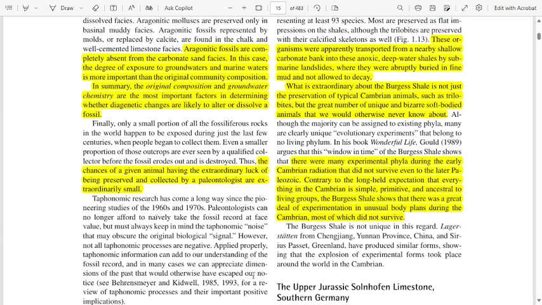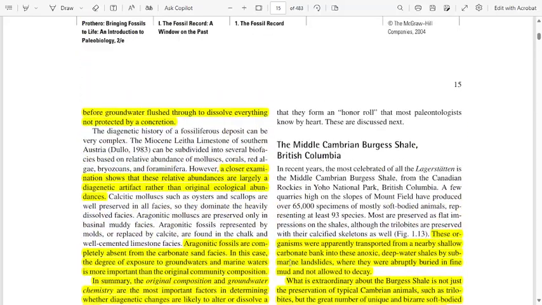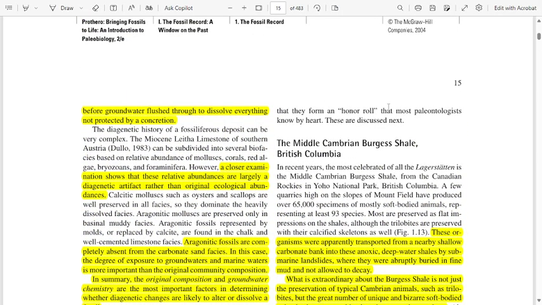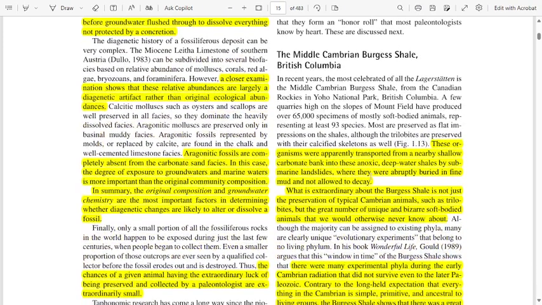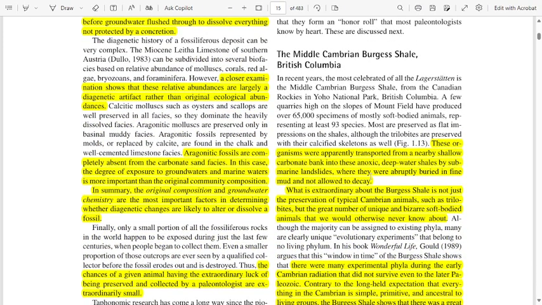They form an honor roll that most paleontologists know by heart. These are discussed next. The Middle Cambrian Burgess Shale, British Columbia. In recent years, the most celebrated of all the Lagerstätten is the Middle Cambrian Burgess Shale from the Canadian Rockies in Yoho National Park, British Columbia.